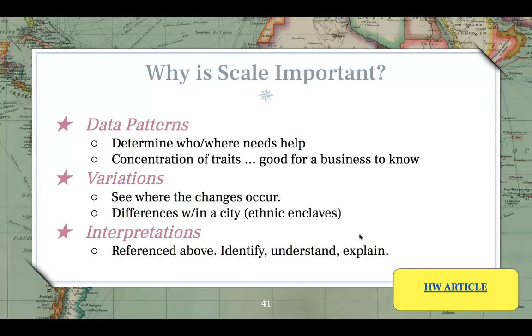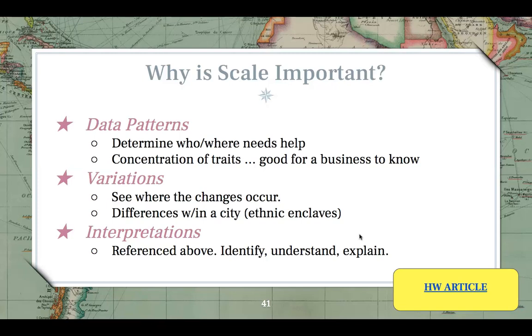So as far as why scale is important, you need to understand data patterns, right? Determine who and where someone needs help. This is often used by the government. Concentration of traits. So if you are a business, right, and you are selling sneakers, okay, you probably want to be in a place where lots of people shop and there's a high population. You're just going to get more people coming to your store.